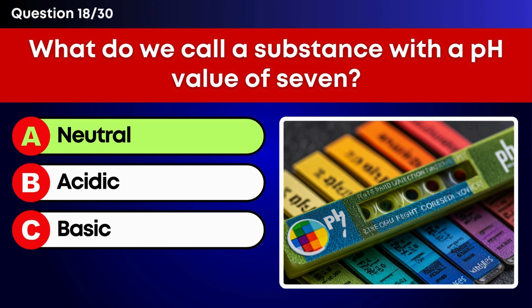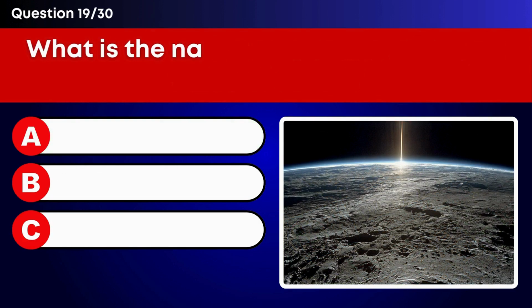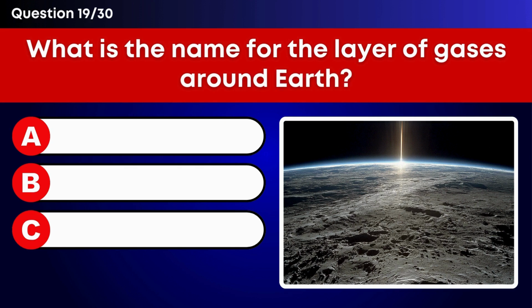The answer is neutral. Pure water at room temperature is the perfect example of a neutral substance, sitting at exactly 7 on the pH scale, right between the acidic and basic ends. What is the name for the layer of gases around Earth?